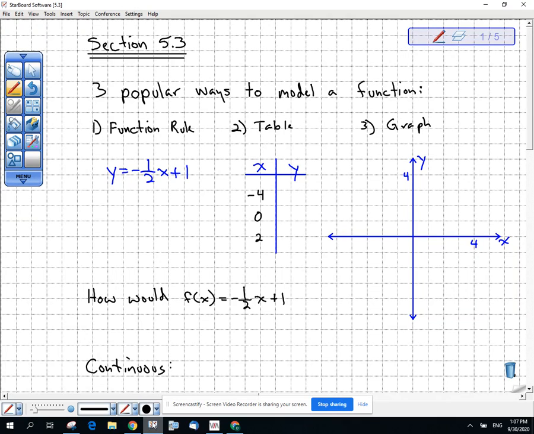Algebra 1, Section 5.3, Function Rules, Tables, and Graphs. You will need graph paper for this section. I have on my notes here 2 full sheets of graph paper, meaning two-sided sheets. You might want to practice along with me on this.